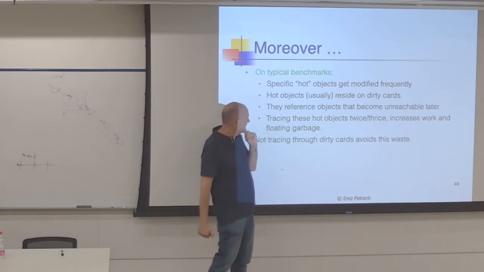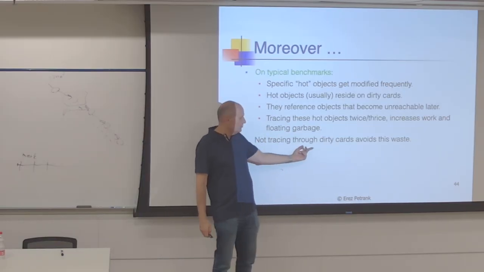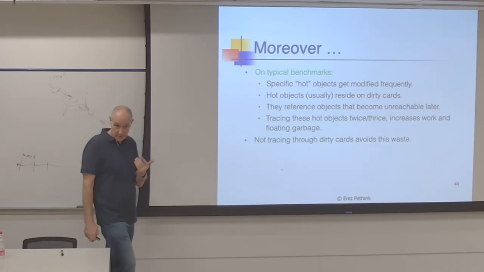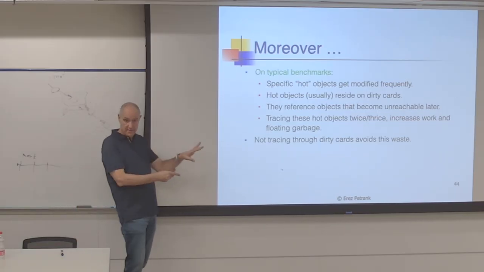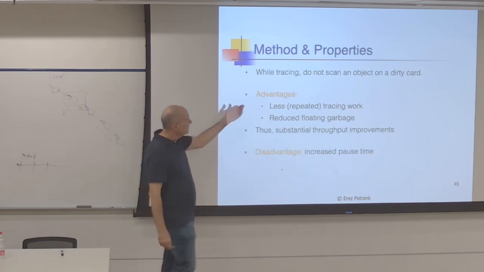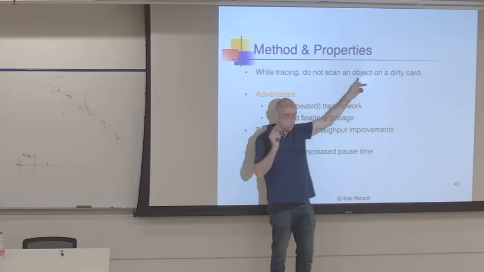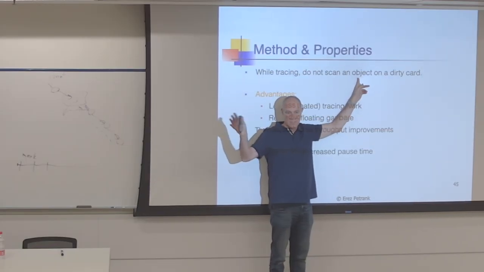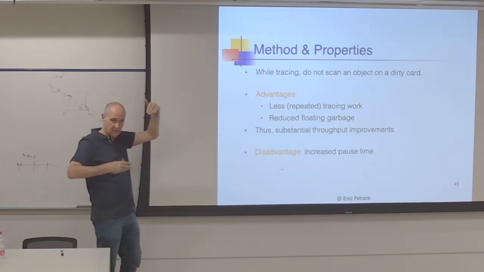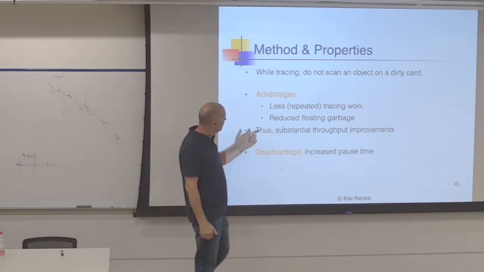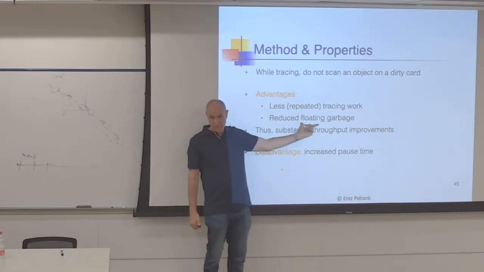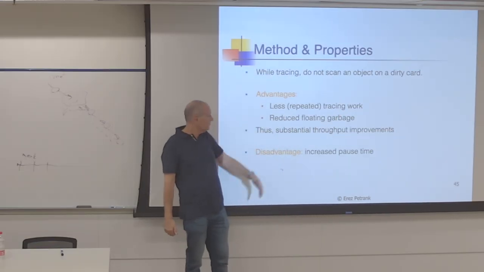So this is really nice. I don't trace through dirty cards, and I also win less floating garbage, because I don't trace stuff that later becomes unreachable. While tracing, if I get to an object, I check if it's on a dirty card. If it's on a dirty card, I just don't trace it. I mark it and I go to my mark stack to find another gray object. So the advantages are that I have less tracing work and reduced floating garbage, which are great things for me.